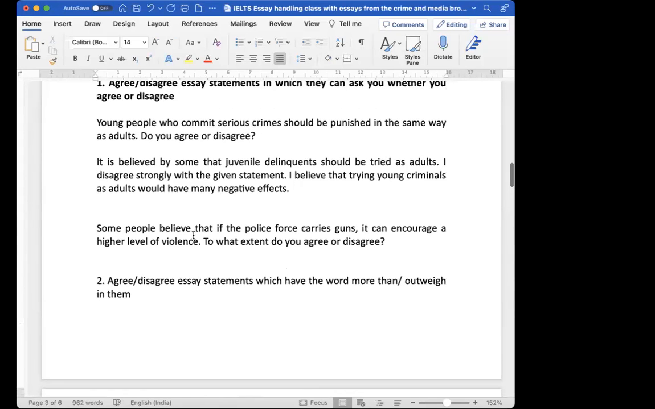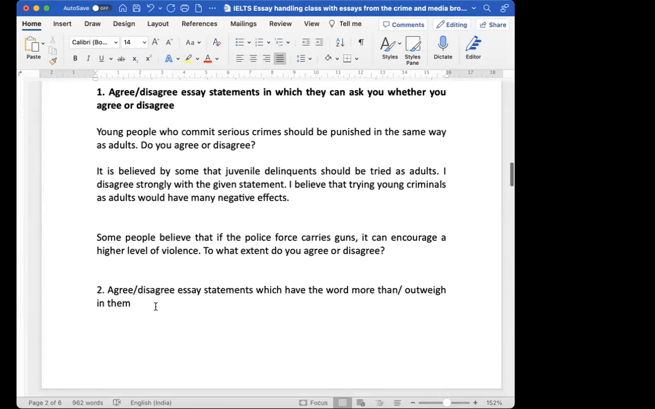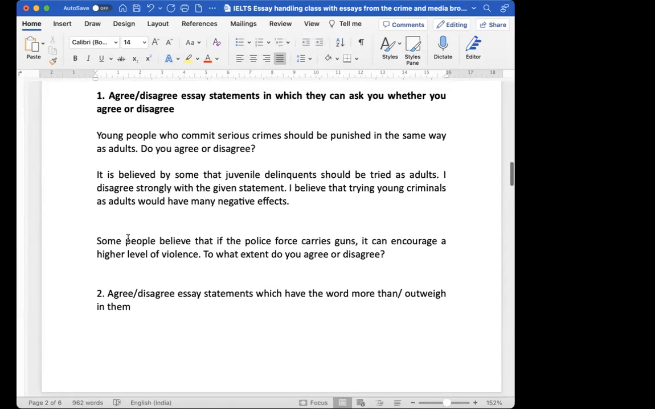Okay, sorry for that. So for the second type of essay, another example is: some people believe that if the police force carries guns, it can encourage a higher level of violence. To what extent do you agree or disagree? Now this essay says, if police have guns, then violence increases. Do you agree with this or not? Tell me. Yes, I strongly agree.